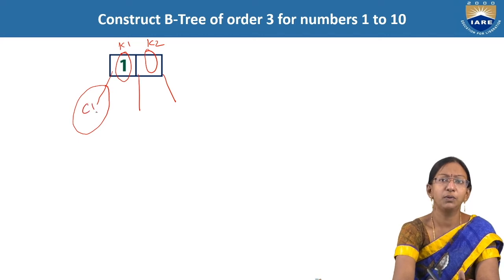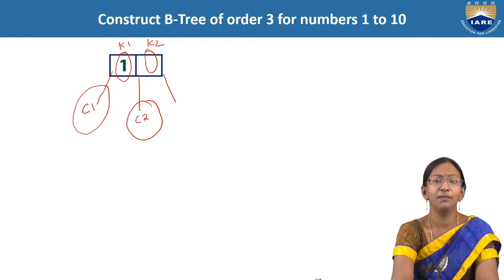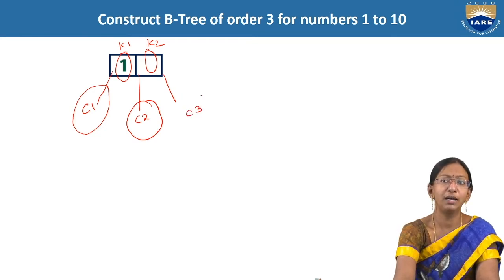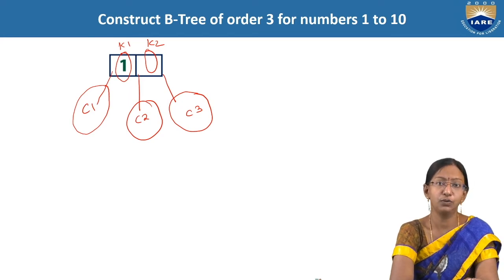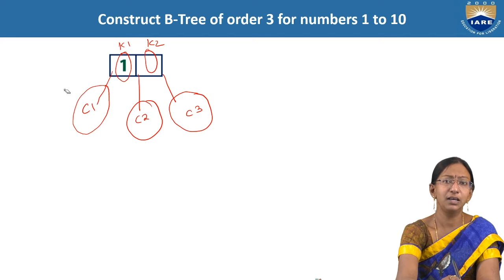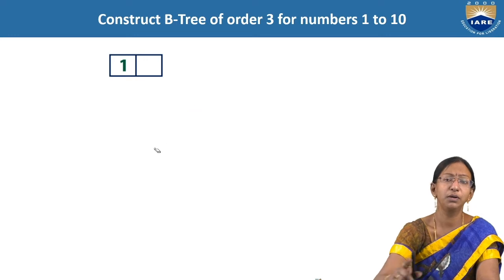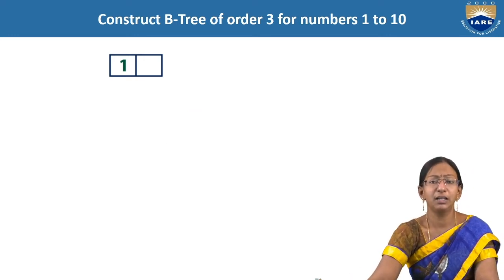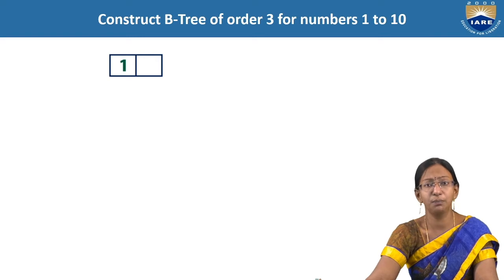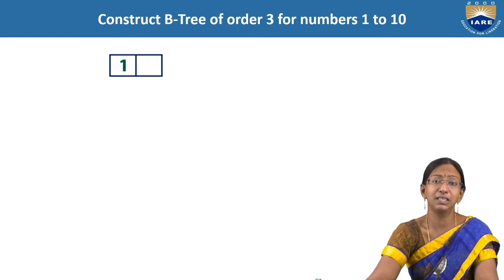Let the children be C1. Then child C2 will have all key values between K1 and K2. Child C3 will have all key values higher than K2. This is a property which we have already seen in binary search trees. Remember, binary search trees tell us that the left node must have a value less than the parent, and the right node must have a value greater than the parent.